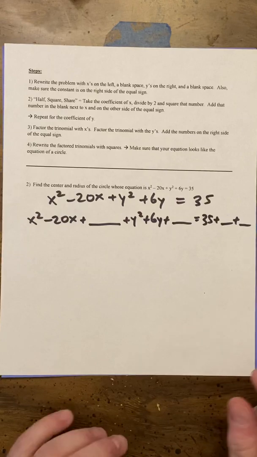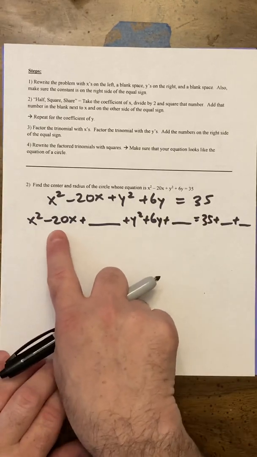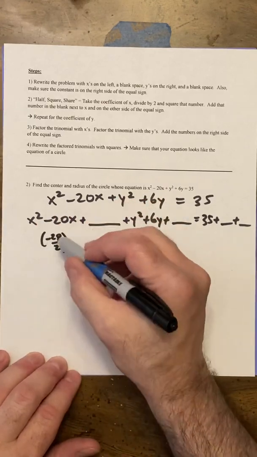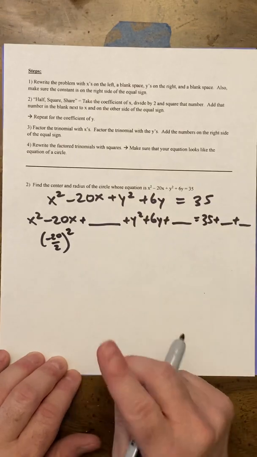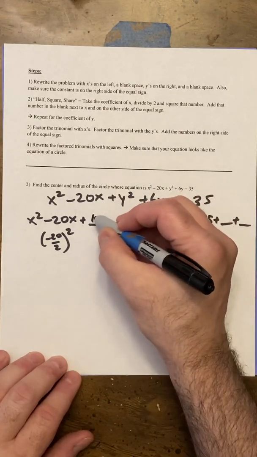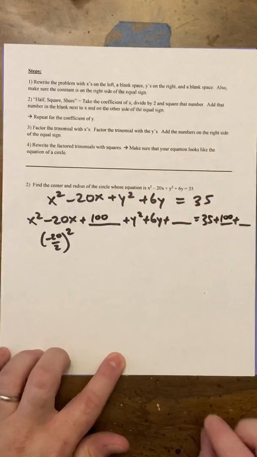All right, now we're going to do the half square share. Half of what? First, we do half of this number. So -20 divided by 2, that's going to be -10. We're going to square the -10. When you square a negative, it's always going to be positive. That's going to be 100. You're going to get a 100 here, and we're going to get a 100 over here.